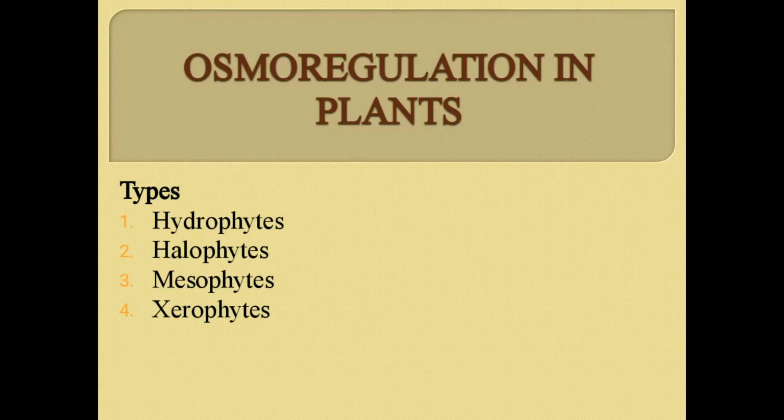In the previous section we learned the concept of osmoregulation, and in this section we will discuss this topic in detail. So, osmoregulation in plants. On the basis of osmoregulation there are four types of plants, namely hydrophytes, halophytes, mesophytes and xerophytes, and we will discuss each of these types in detail.